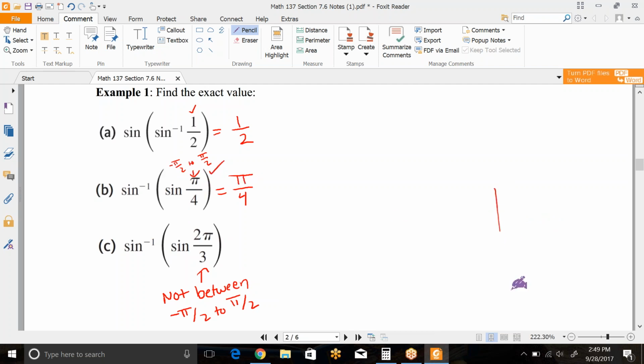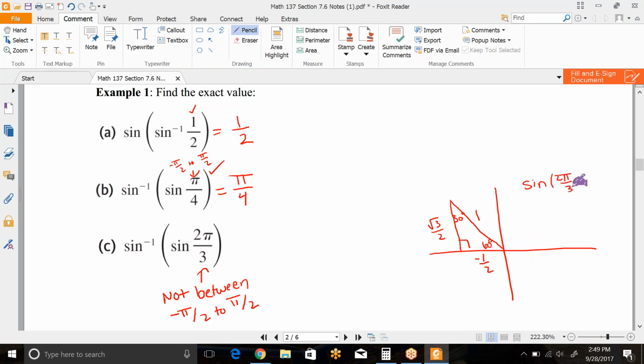Okay? So you come over here and you draw a little picture and you think about where 2π/3 is, which is over here. And 2π/3 is a 60-degree reference angle. So remember, that means this is 30. So this is square root of 3/2. This is -1/2 since x's are negative in this quadrant, and this would be 1. So sine of 2π/3 is, remember, opposite over height. So sine of 2π/3 is square root of 3/2.